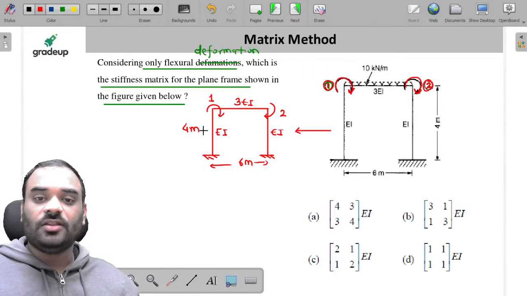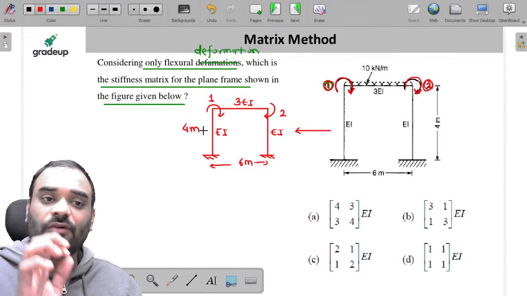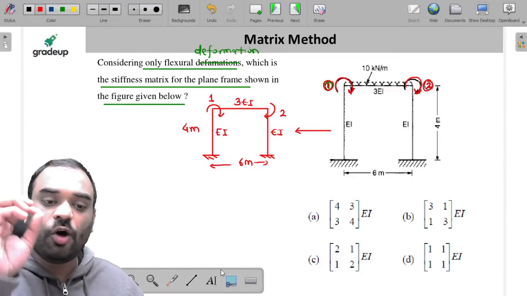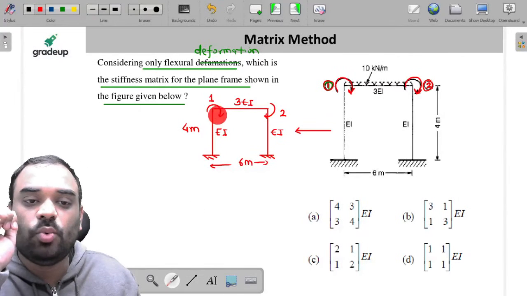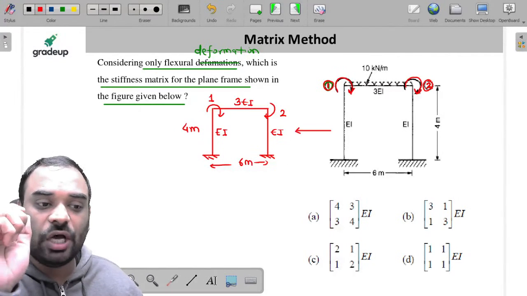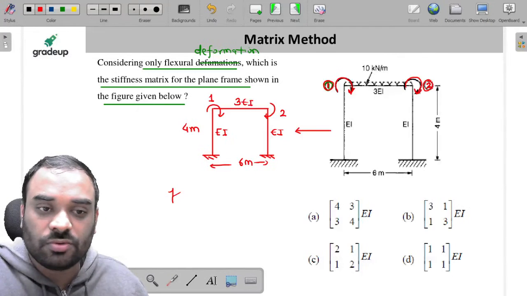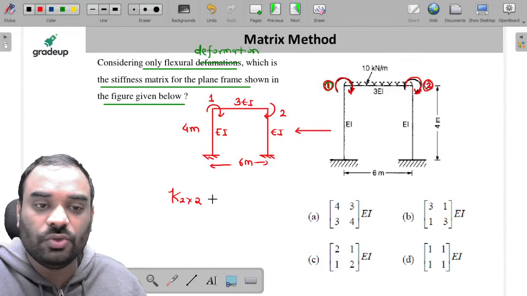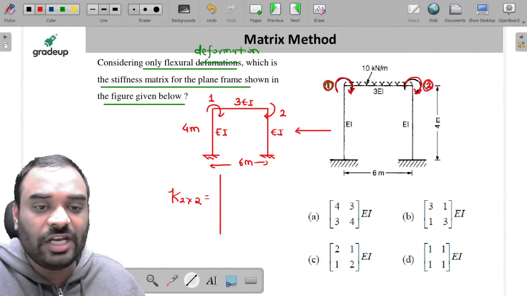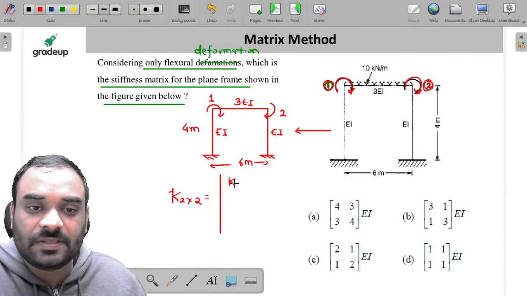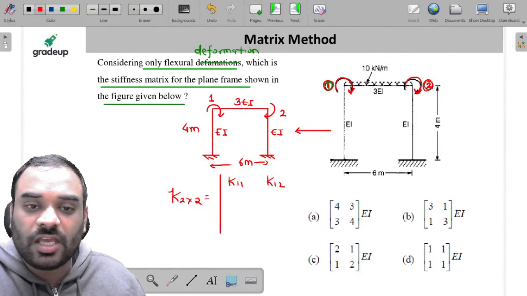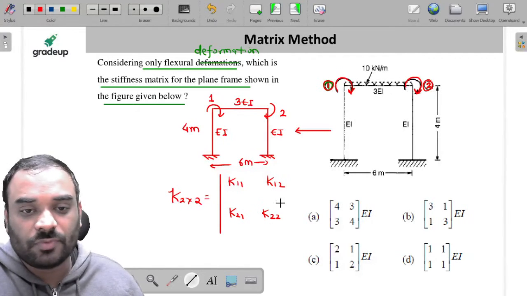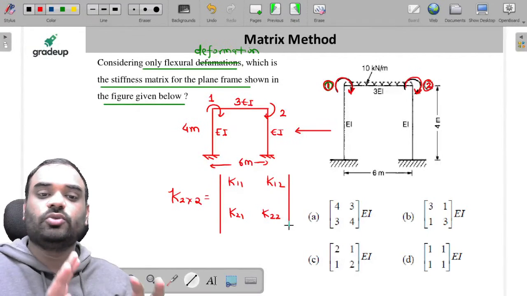Okay, sir. Now, my dear friends, what we have to do? We have to find the stiffness matrix. Now, how many coordinate directions are given to us? 1 and 2. So it means the order of the matrix is 2 cross 2. How many elements? 4 elements are to be there. It means K11, K12, K21 and K22.